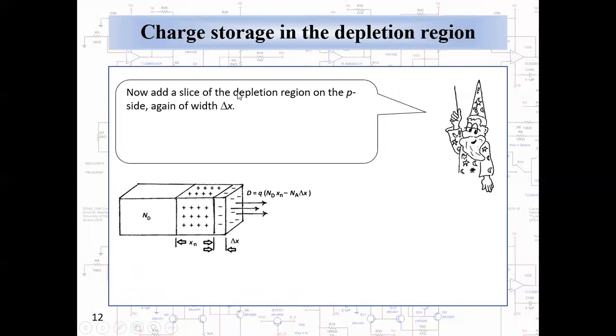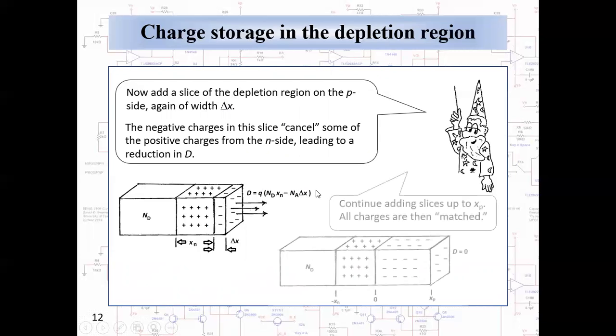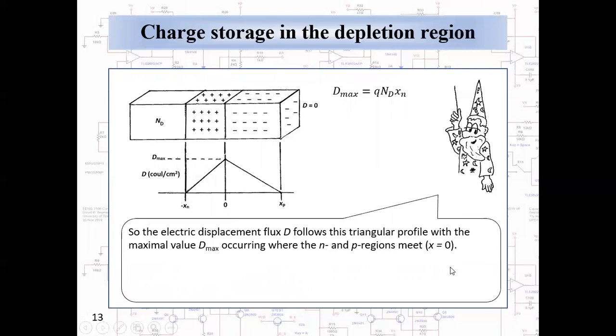Now, if we add a slice of the depletion region on the p side, again of width delta x, that contains negative charges. The negative charges in this slice cancel some of the positive charges, leading to a reduction in D. And if we continue adding slices of the depletion region on the p side until we get to x sub p, all charges are matched. The total positive charges contained in this volume equals the total negative charges in this volume, and the electric displacement flux is 0. So if we look at the displacement flux profile within the depletion region, it follows a triangular profile with its maximum value, D max, occurring at x equals 0, the metallurgical junction between the P and the N regions.